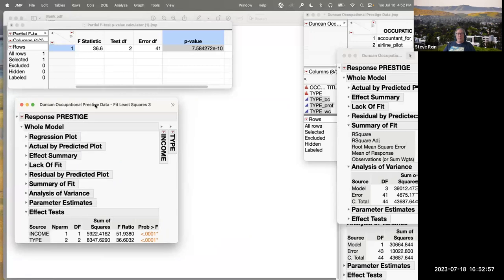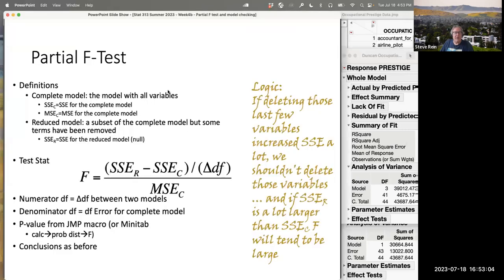Okay, so we got two separate approaches that you could use. One of which seems silly to me. We could go through all of the work of this partial F test, fit two models side by side, and excuse me.